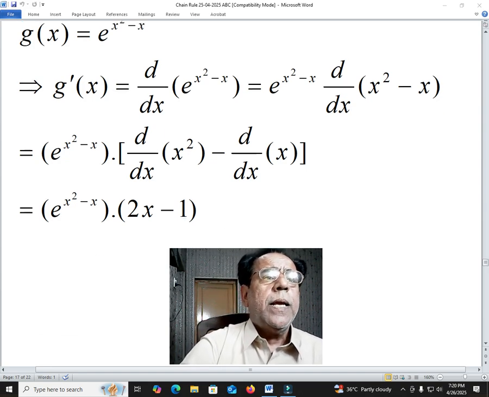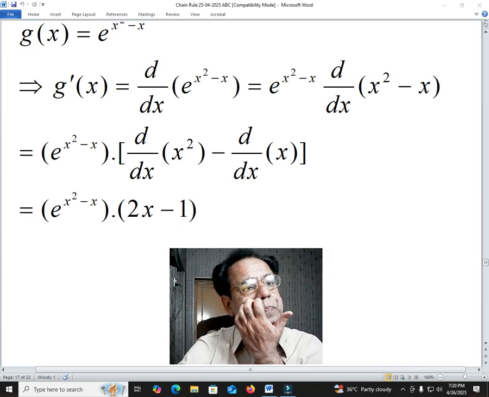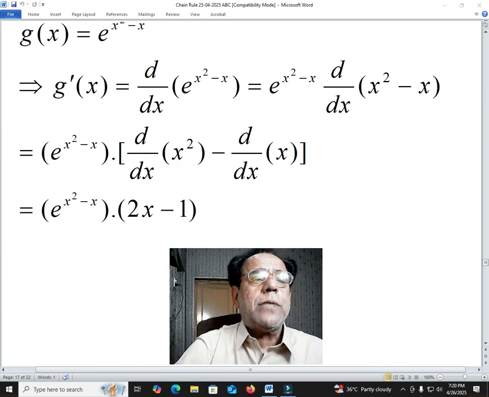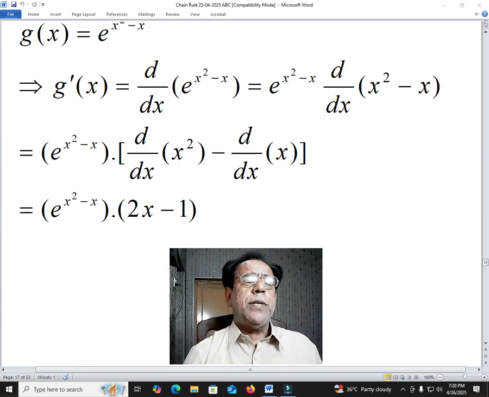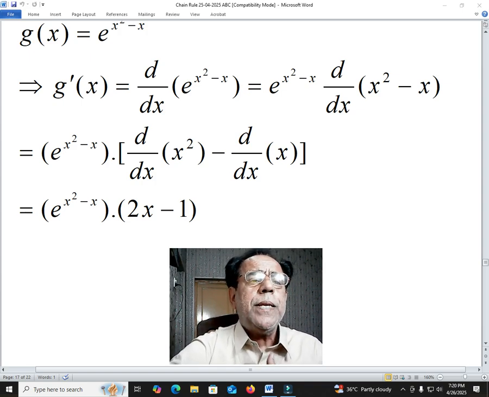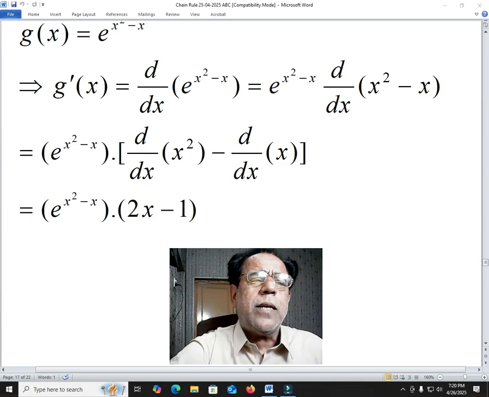So our answer becomes g dash x becomes equal to e raised to power x square minus x into 2x minus 1. Okay, here dot denotes multiplication. Dot is not necessity. Okay, it is a matter of discretion. Even if we do not write this dot, it is quite correct answer. Okay, dot is a matter of discretion. Dot is not necessary. Okay.